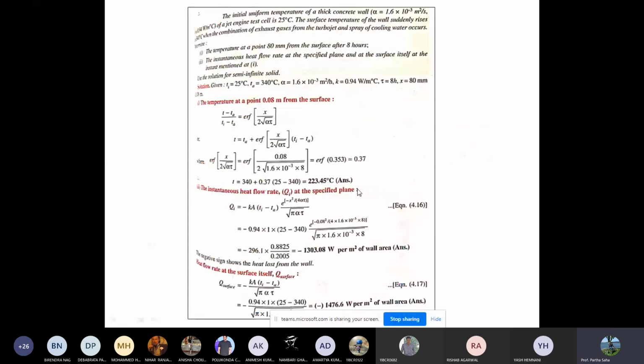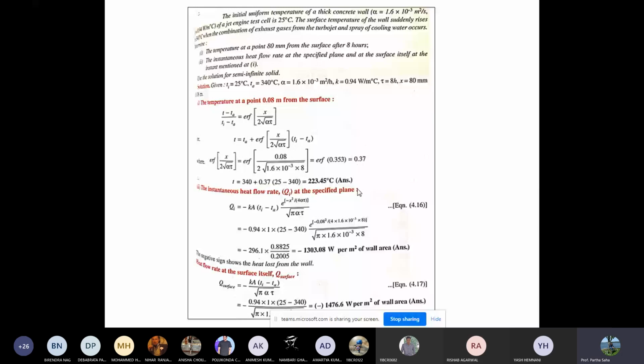Let us look into another solved numerical. The initial uniform temperature of a thick concrete wall, alpha given as 1.6 x 10^-3 meter square per second, of a jet engine test cell is 25 degrees C. The surface temperature of the wall suddenly rises to 340 C when the combination of exhaust gases from the turbojet and spray of cooling water occurs. Determine the temperature at a point 80 mm from the surface after 8 hours, and the instantaneous heat flow rate at that plane and at the surface itself at the instant mentioned.